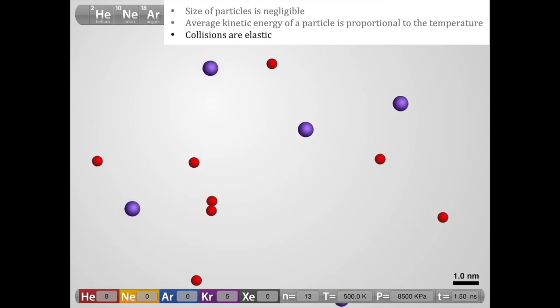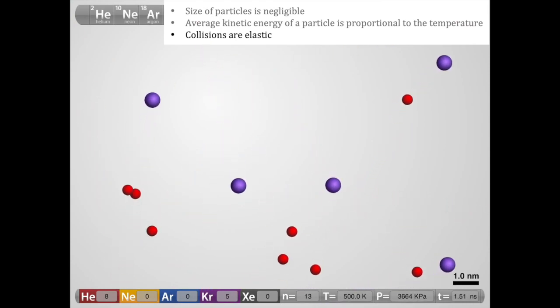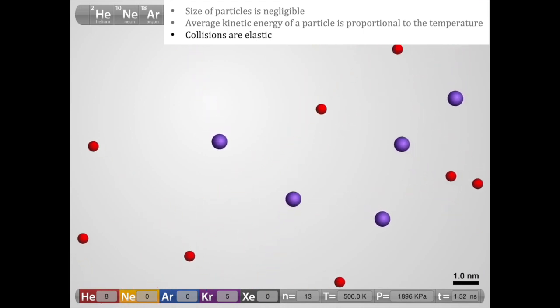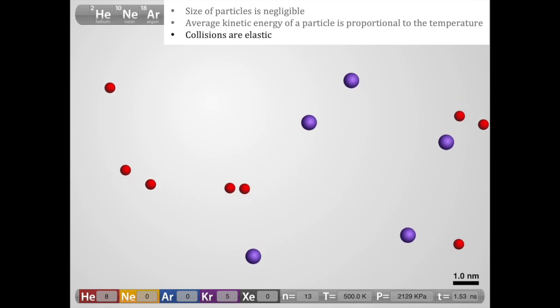And the last assumption that we have is that all collisions are elastic within a gas sample. As you can see here, when there's a collision, the kinetic energy of the molecules is conserved.